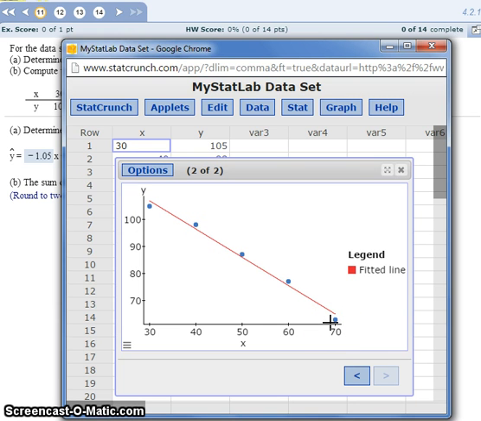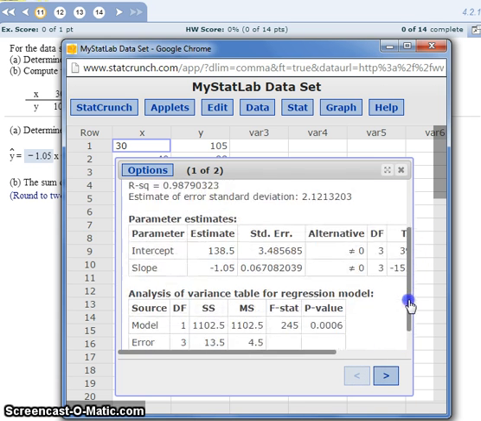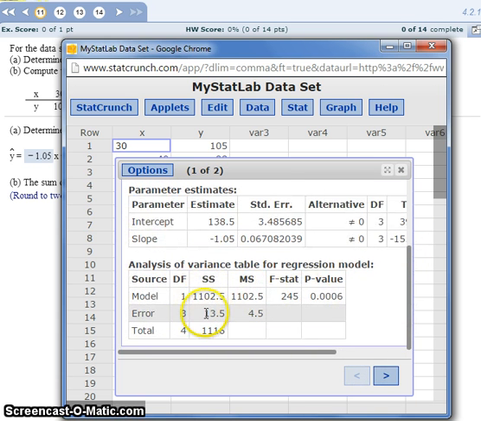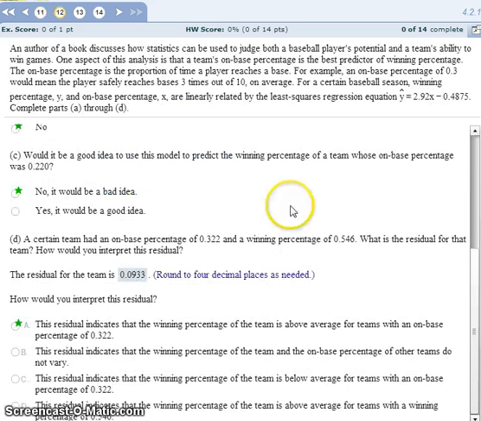And that can take a bit of work to do by hand, so it's nice that StatCrunch, Excel, programs like this can do that for us almost instantaneously, and we can just look it up. So the sum of the squared residuals is 13.5.